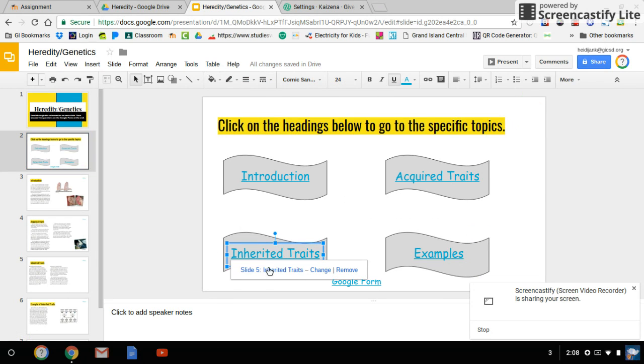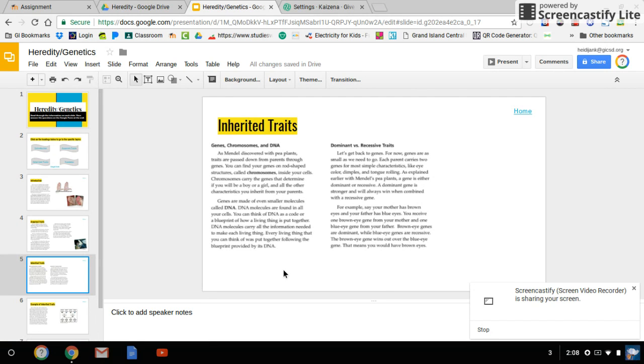Let's move on to inherited traits. It says genes, chromosomes, and DNA. As Mendel discovered with pea plants, traits are passed down from parents through genes. You can find your genes on rod-shaped structures called chromosomes inside your cells. Chromosomes carry the genes that determine if you will be a boy or a girl and all the other characteristics you inherit from your parents.